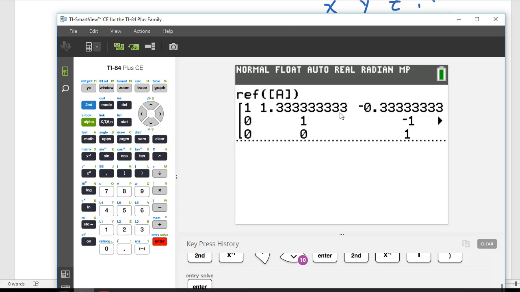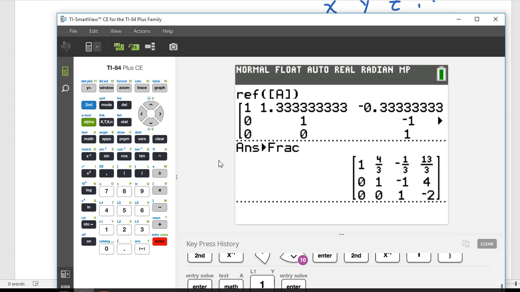I'm going to keep in mind that these repeating decimals are 1/3. This is really 1 1/3. This is negative 1/3. And what I can do with my TI is hit math and hit fraction, and it'll convert those decimals to fractions for me. All right, so there's my fractional forms for that matrix. So let's see, what do I have there? I have 1, 4/3, negative, and I'm just going to be a little bit lazy here.